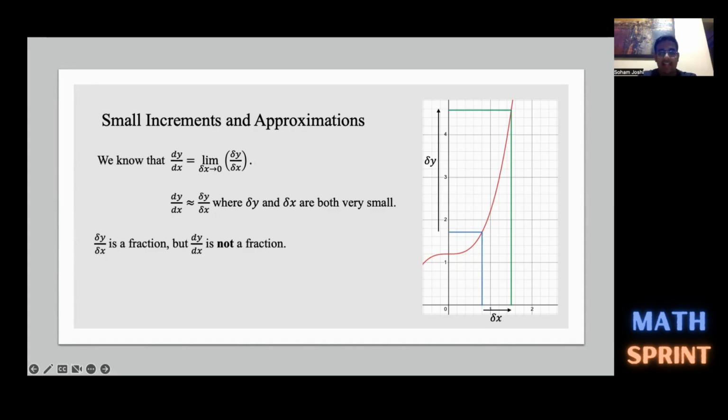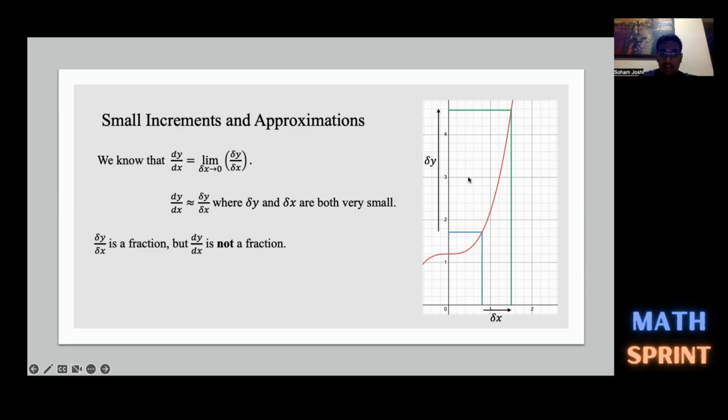Small increments and approximations. Earlier, I stated that dy by dx is equal to the limit of delta y by delta x as delta x approaches 0. So therefore, it follows that for very small values of delta x and delta y, dy by dx is approximately equal to delta y by delta x.